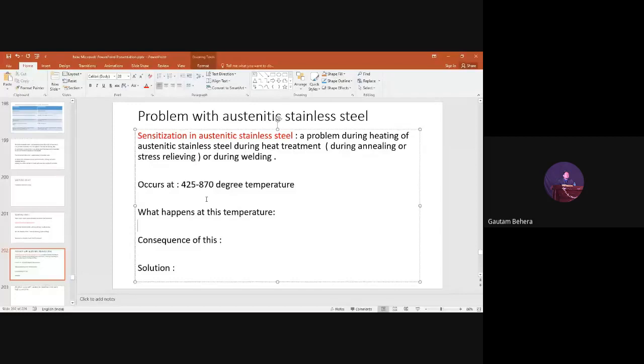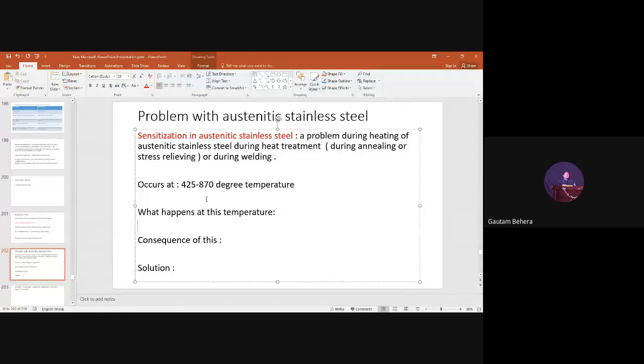Chromium will start reacting with carbon and form chromium carbides, and this chromium carbide precipitate will form along the grain boundaries, or near the prior austenitic grain boundaries area, right? So that means some amount of chromium will get depleted from the matrix which is near the grain boundaries. The chromium amount will get reduced to a large extent.